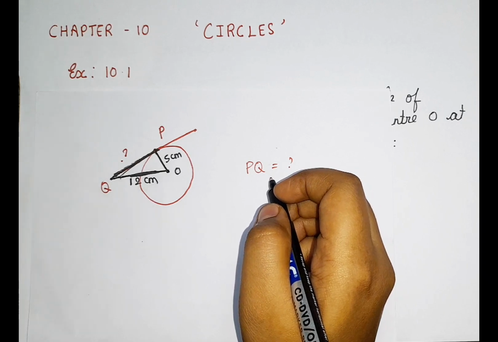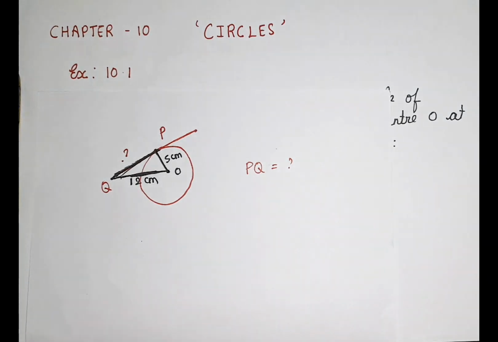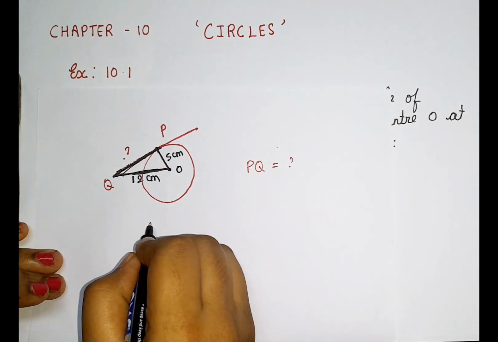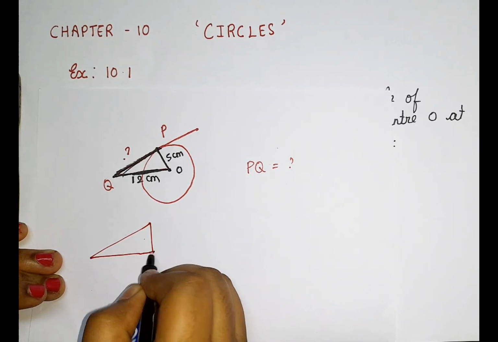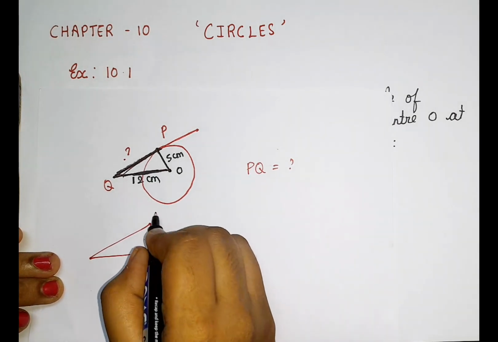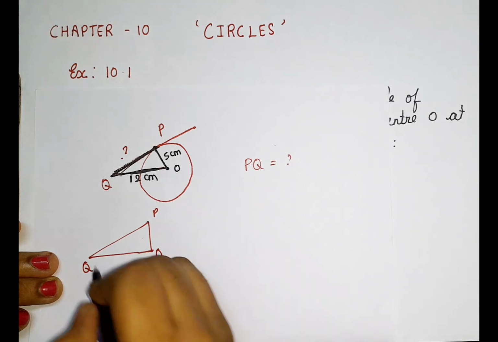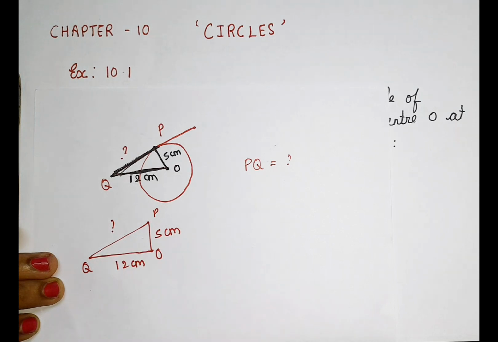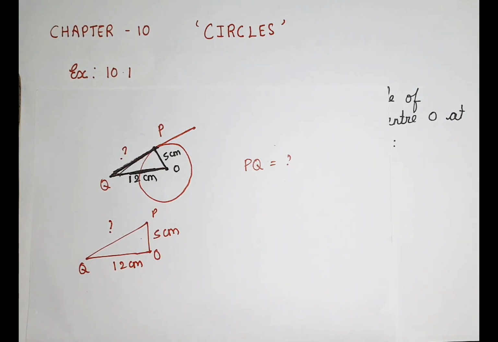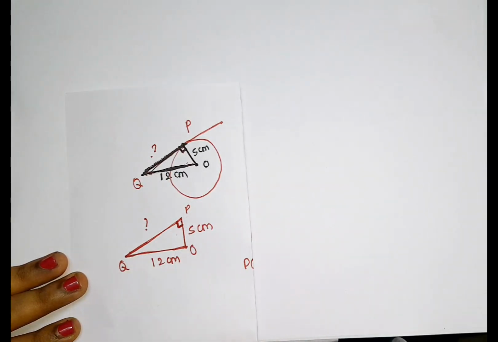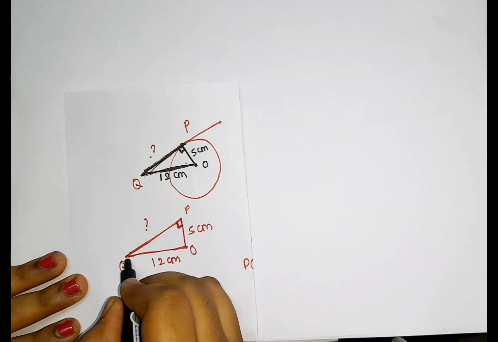So how to find it? Do you guys know Pythagoras theorem? Do you think this is a triangle? Of course, this is a triangle. In this triangle POQ, here it is 5 centimeter and this is 12 centimeter, and here it is the question mark. Can I apply Pythagoras theorem? Of course we can. Here this is 90 degrees, so what is the hypotenuse? The hypotenuse is going to be this one.